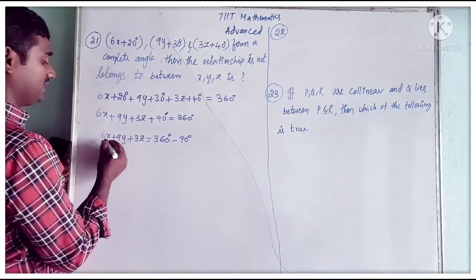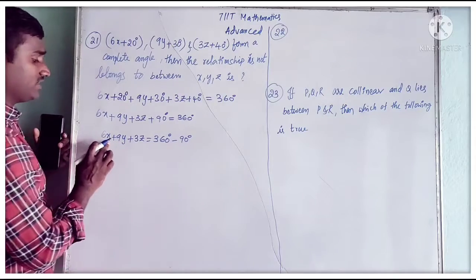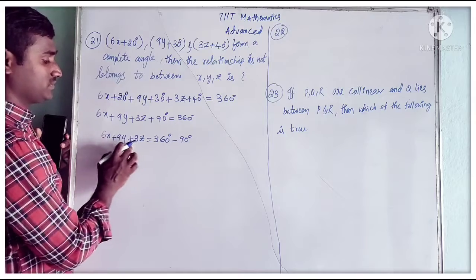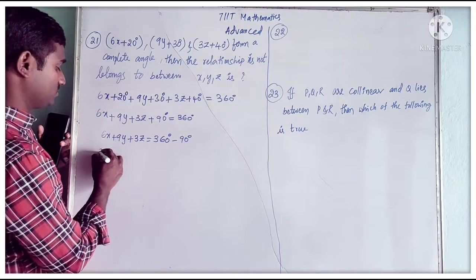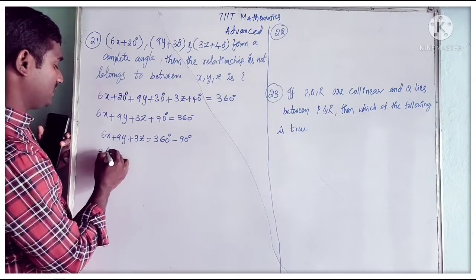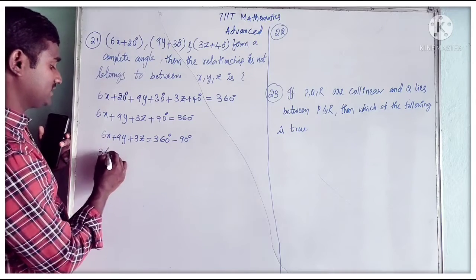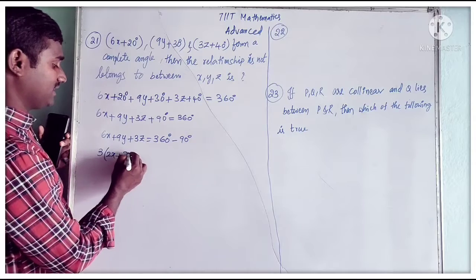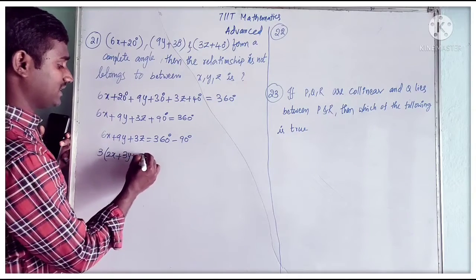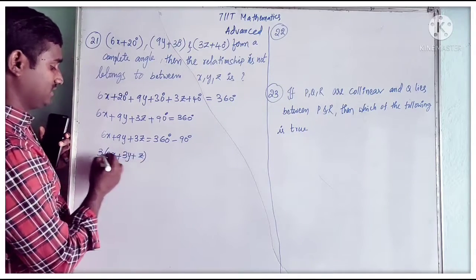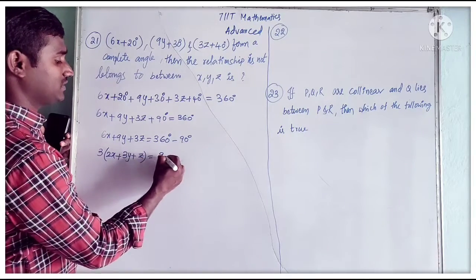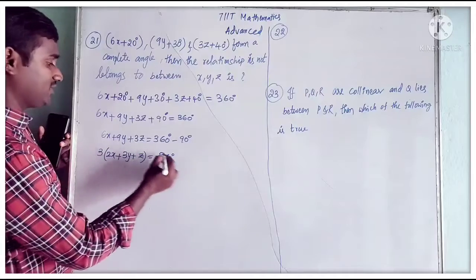Here on the left hand side we have 6, 9, 3. These three are multiples, so we can take 3 common. If you take 3 common, 3 into which number gives 6x? 3 into 2x, 3 twos are 6, 6x. And 3 threes are 9y. 3 ones are 3z, you can write as z. 3 into z, 3z. Equal to 360 minus 90, how much? 270 degrees.